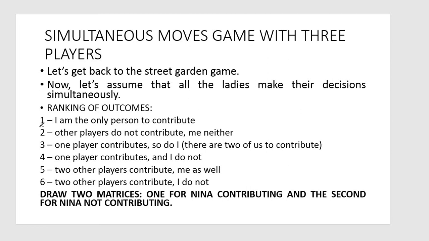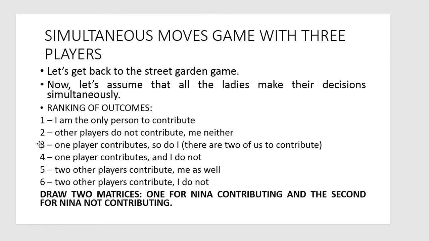So for Emily, the worst possible outcome is when she is the only person to contribute. In this case, she has a small garden and she has to pay for this. So we assume that this outcome is the worst for her. The second worst outcome is when other players do not contribute and Emily does not contribute as well. So this means no garden, but also this means no necessity to pay for anything.